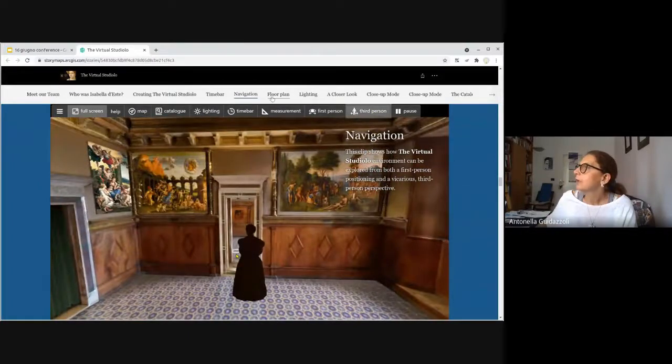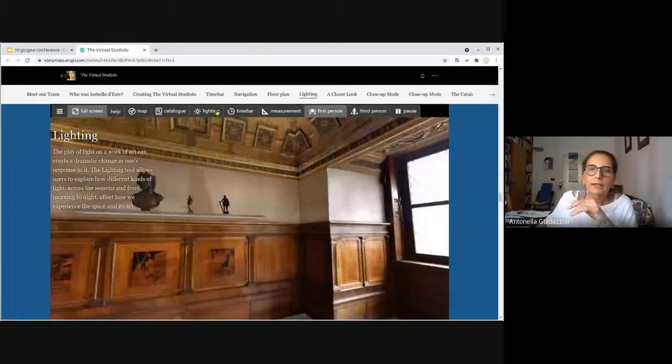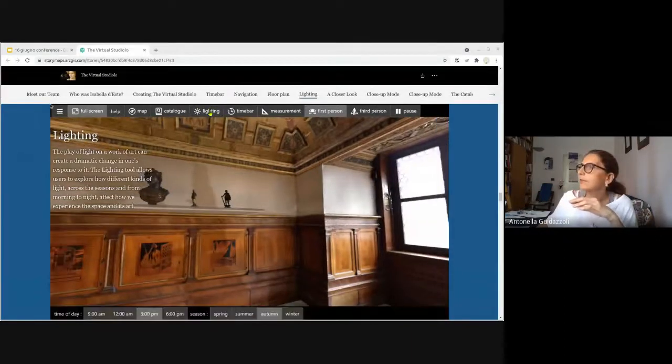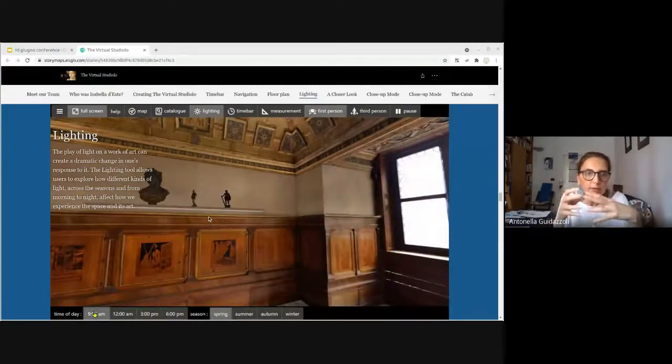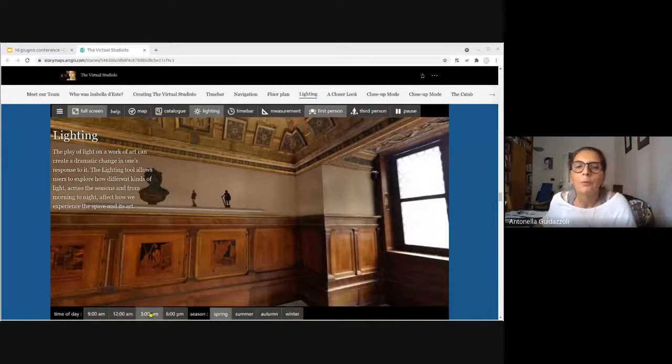Let me check. So I think I can skip to the next slide. So here we can change the lighting. We can see each model. We can measure it, because the idea is that it was really a small space full of stuff. Now it's still empty because we need to connect more items.